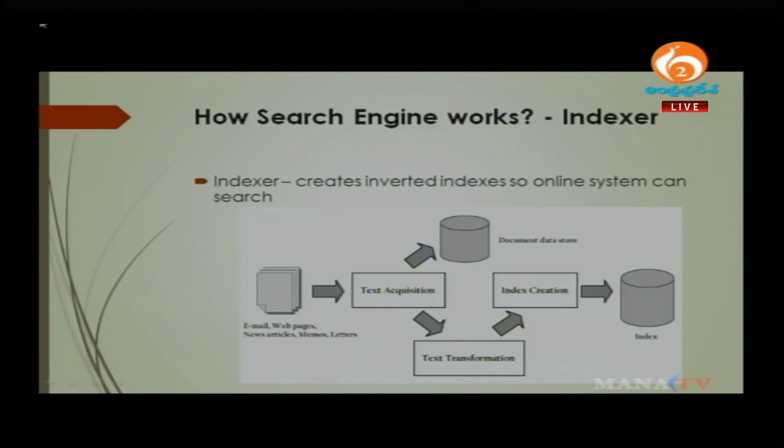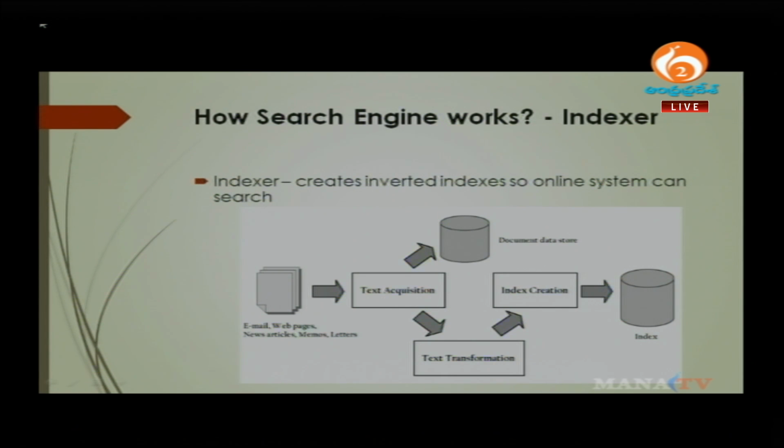And this is how an indexer will work. The indexer creates inverted indexes so the online system can search. Here the input of the indexer is emails, web pages, news articles, memos, letters. All these things are the objects of the indexer; they are the input of the indexer.